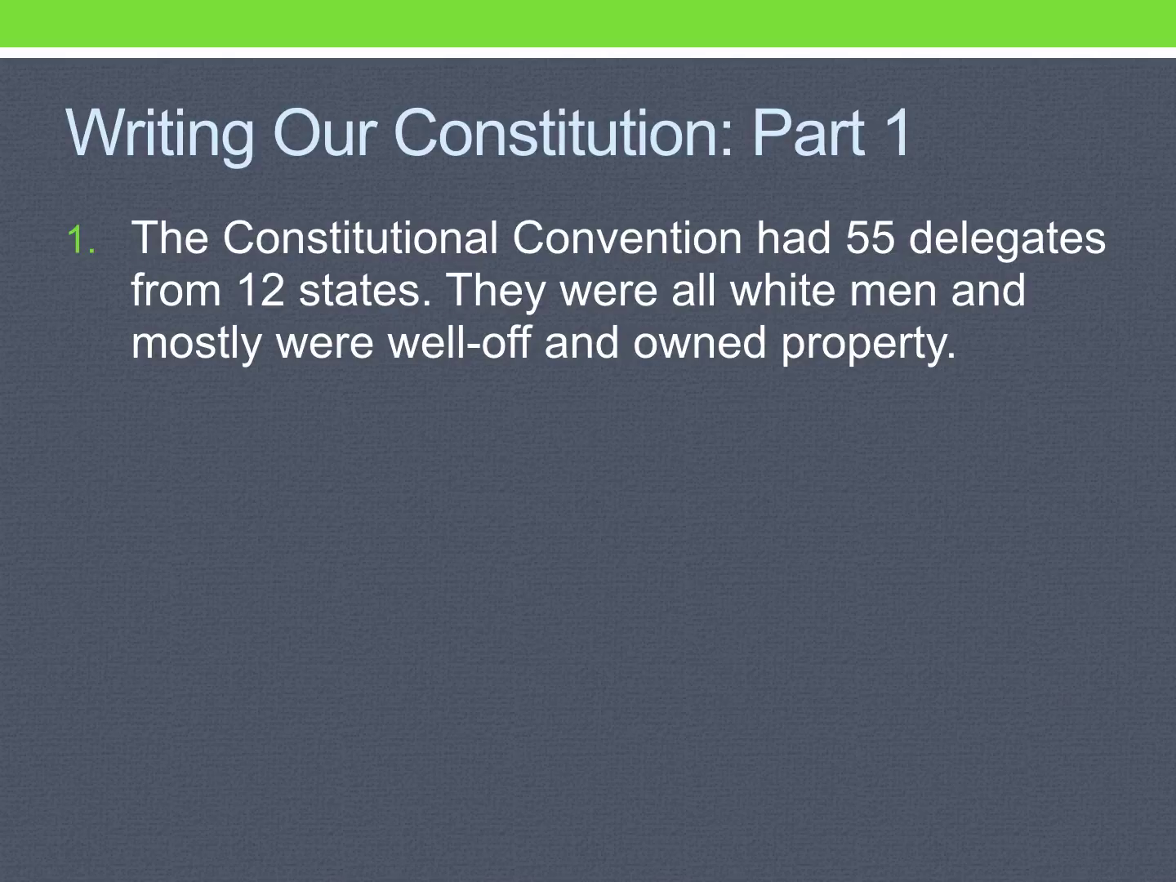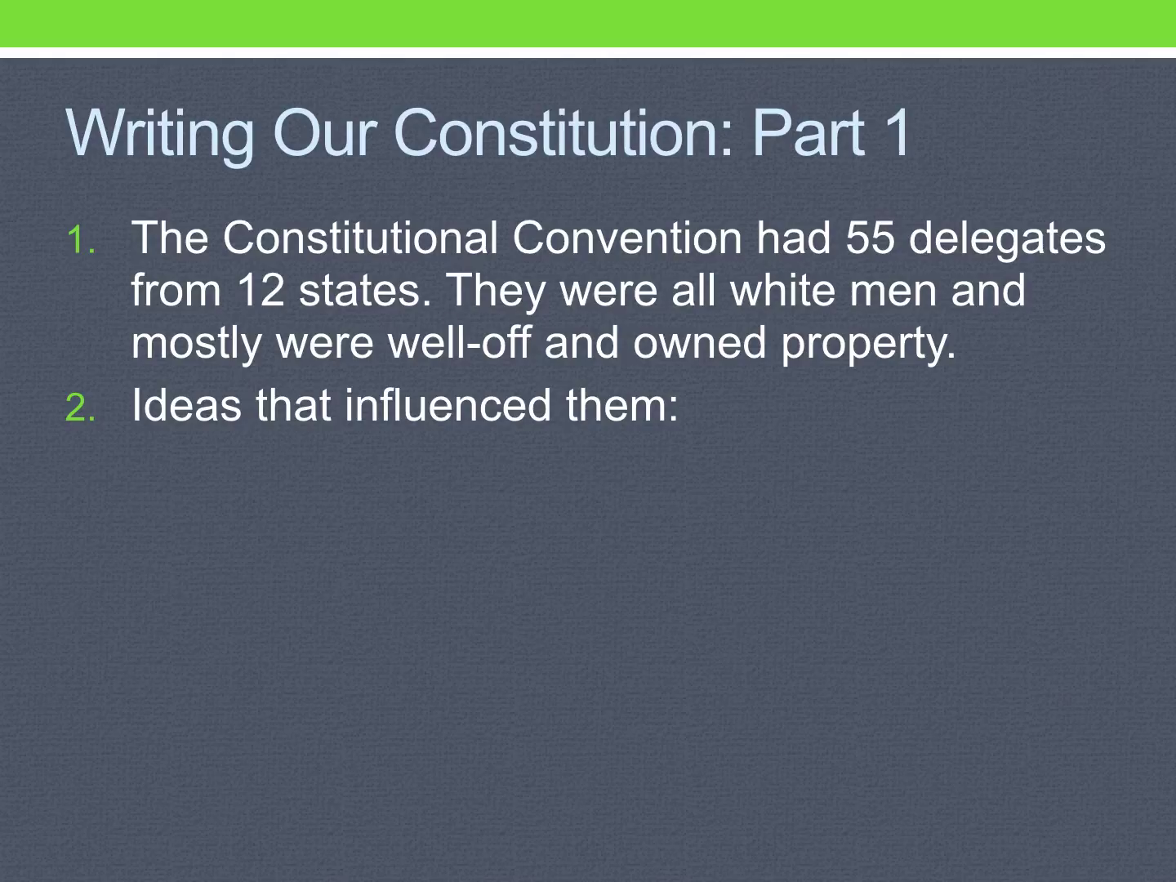The Constitutional Convention is held in 1787, and you get 55 guys from 12 different states. Rhode Island refused to send anybody. They're the smallest of the states, and they didn't want to get rid of the Articles, which you can see why, right? They're a small state. They want to hold on to their power. All of these delegates were white men who were fairly wealthy and owned property. So it really wasn't like a very diverse group of delegates.